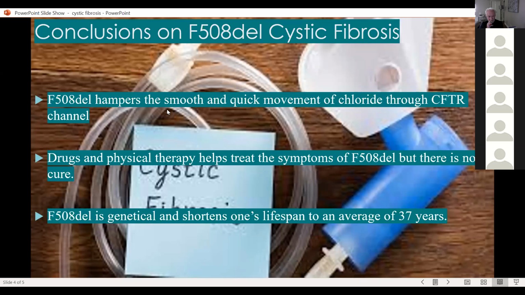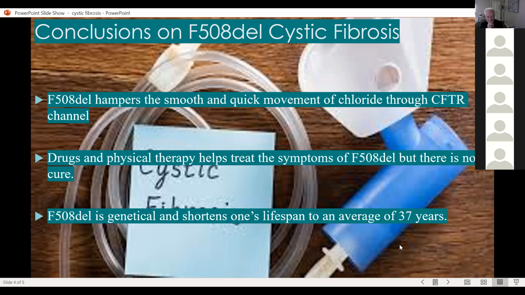The conclusion on F508del cystic fibrosis is that it hampers the smooth and quick movement of chloride through CFTR. Drugs and physical therapy help treat the symptoms of this mutation, but there is no cure. This mutation is genetic and shortens one's lifespan to an average of 37 years. I also found out that certain ethnic groups such as Caucasians and Hispanics are more prone to cystic fibrosis.